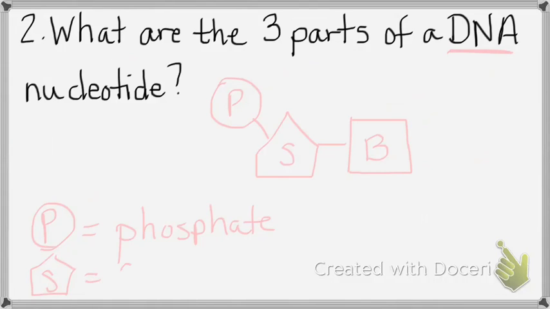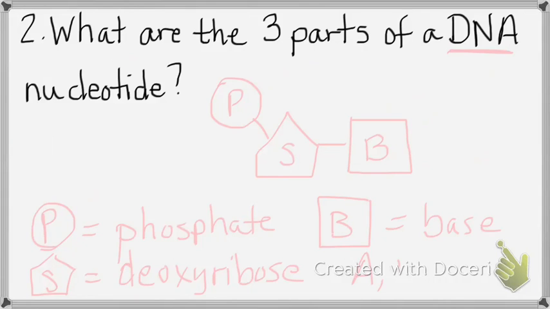Sugar will not be a choice on the test. The word sugar is not even on the test. But deoxyribose is. Ribosome. Hello. Ribose. I can spell. That's better. Okay, B with a box around it. What does that stand for? Base. And if we're doing DNA, what are our choices for the base? What bases are in DNA? A, T, C, G. That's good.